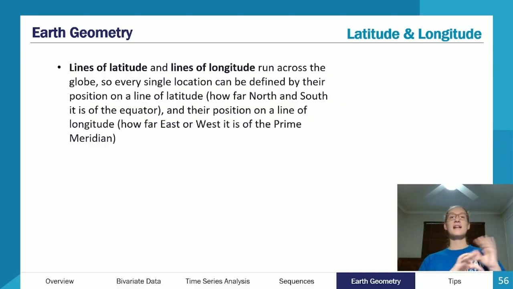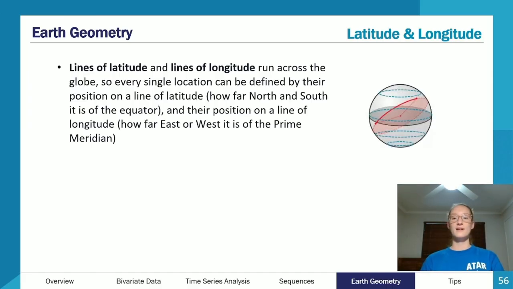So again, coming back to my almost invisible grid paper running all around the world. Lines of latitude and lines of longitude run across the globe so that every single location can be defined by its position on a line of latitude, which is how far north or south of the equator it is, and its position on a line of longitude, which is how far east or west it is of the prime meridian.